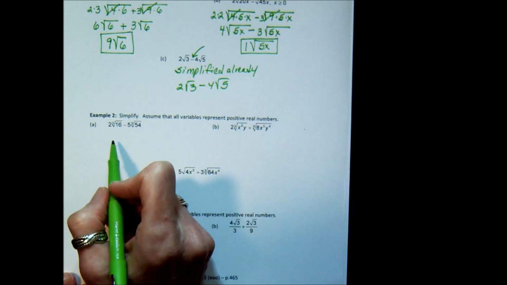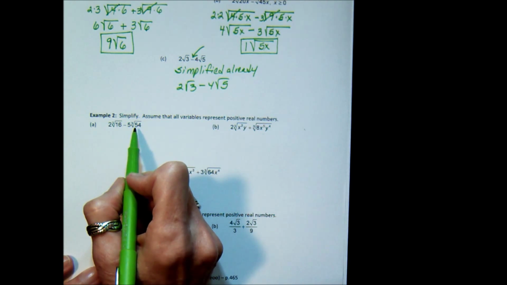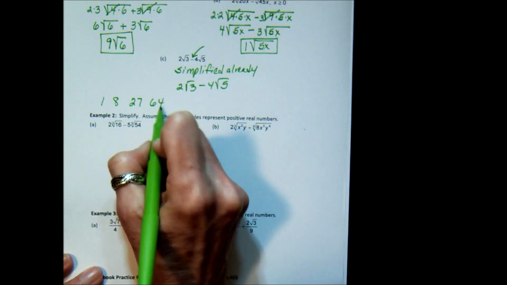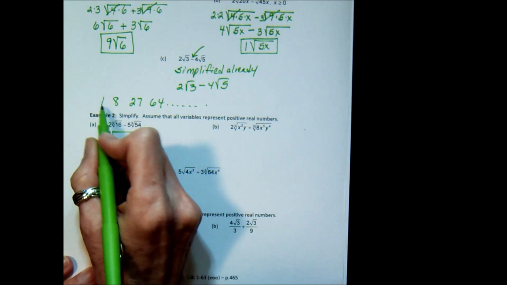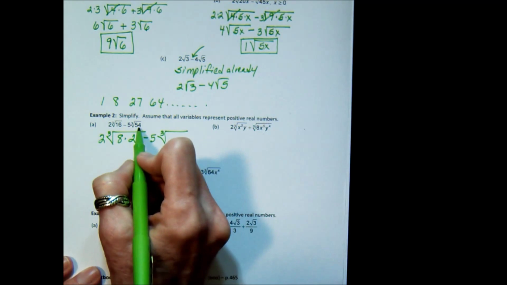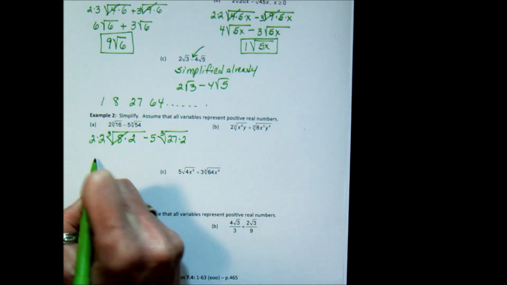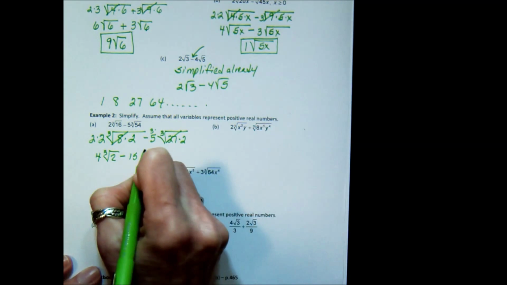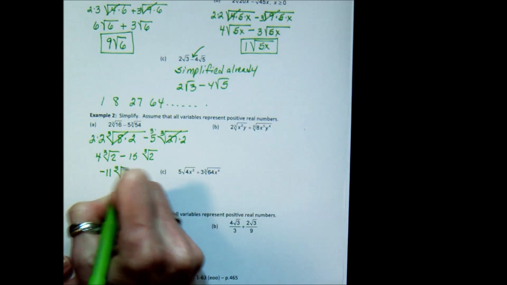All right, let's continue with some that are not square roots. So here I have 2 cube roots of 16 minus 5 cube roots of 54. Once again, we have to think of those perfect cubes. 1 times 1 times 1, 2 times 2 times 2, 3 times 3 times 3, 4 times 4 times 4, etc. So 2 cube roots of, I want to break 16 into one of the factors from this list. So 8 times 2. Minus 5 cube roots of, what goes into 54? 27 times 2. Cube root of 8 is 2, so I have 4 cube roots of 2. Cube root of 27 is 3, minus 15 cube roots of 2. 4 of those, take away 15 of those, is negative 11 cube roots of 2.